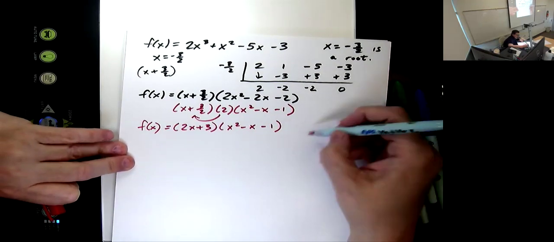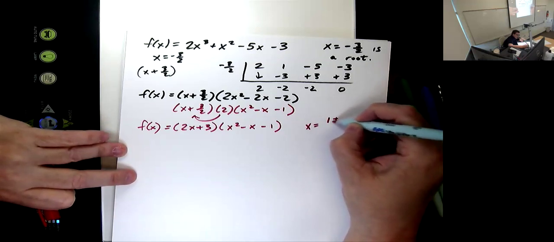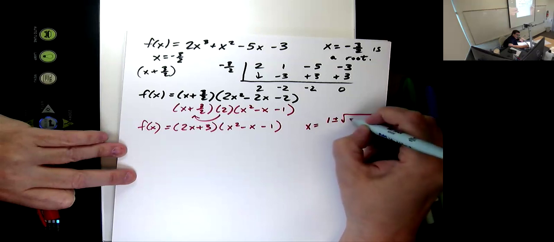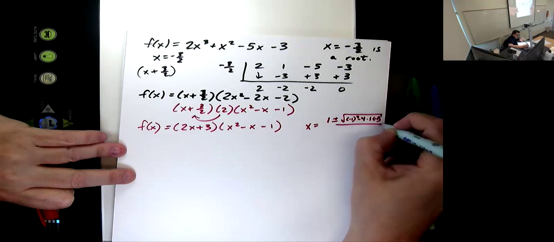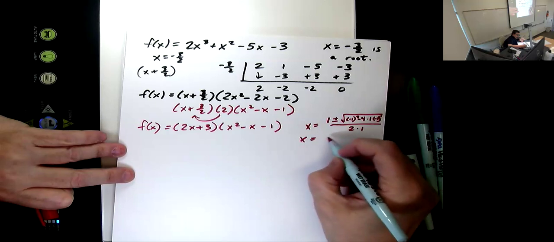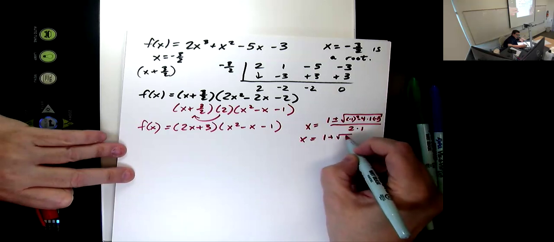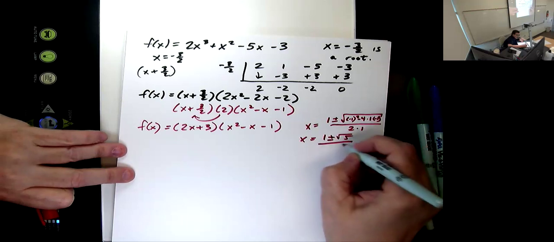And if I do the quadratic formula here, what do we get? I get 1 plus or minus square root of negative 1 squared minus 4 times 1 times negative 1, all over 2 times 1. So x equals 1 plus or minus square root of 5 over 2.